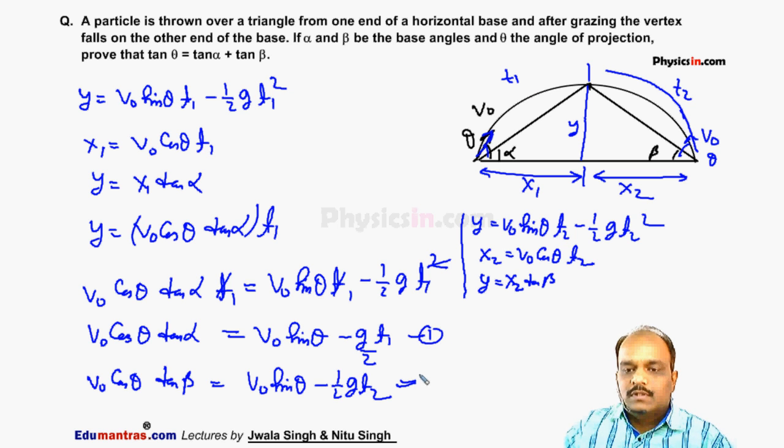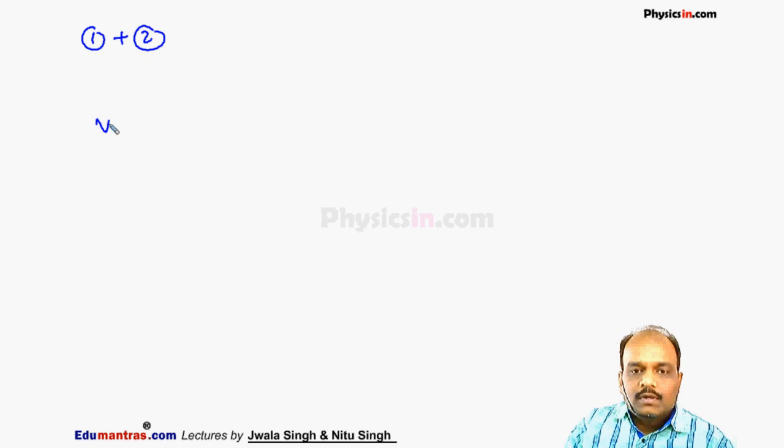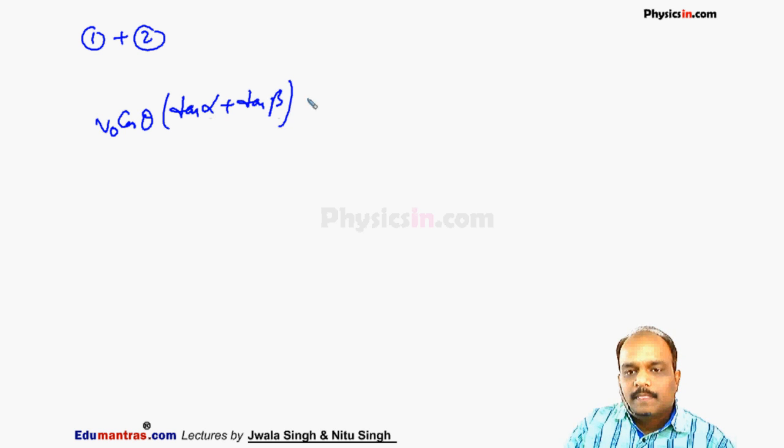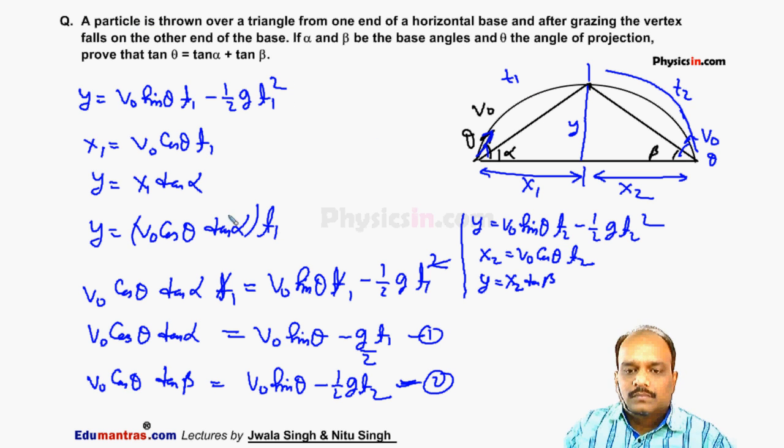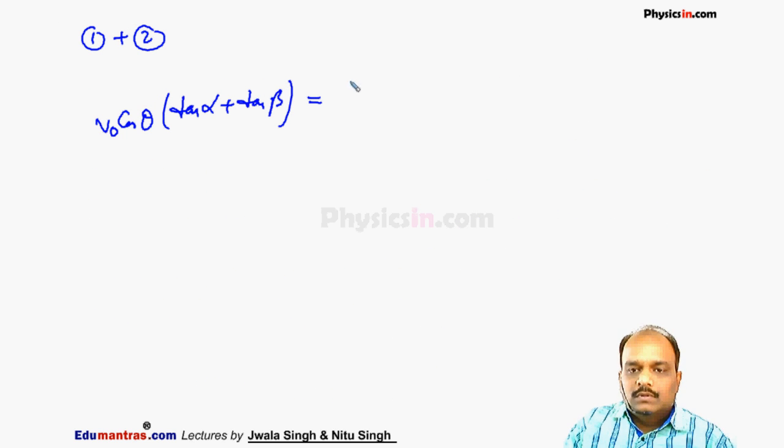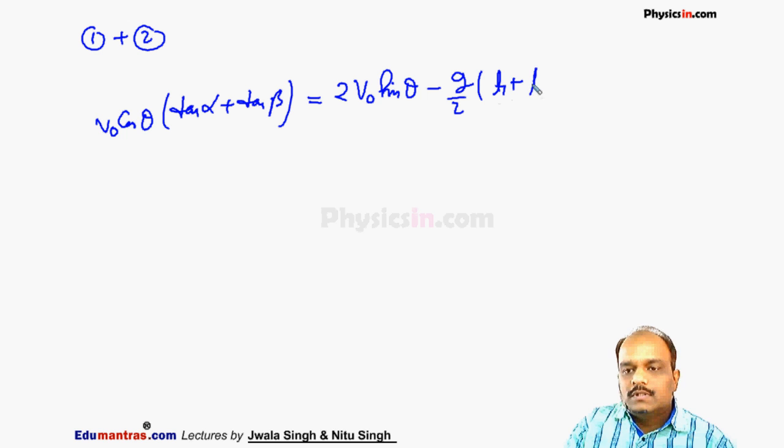This is equation first, this is equation second. If we add these two, we get v naught cos theta into tan alpha plus tan beta is equal to 2 v naught sin theta minus g by 2 into t1 plus t2.